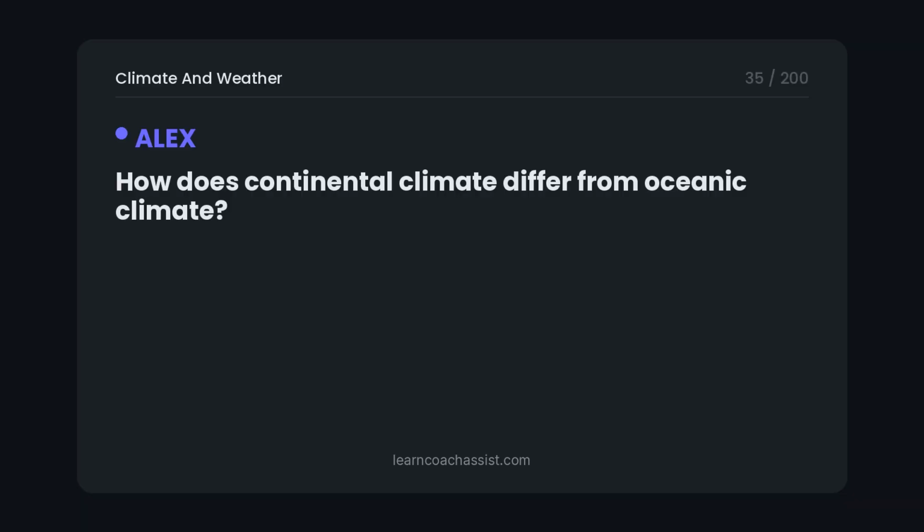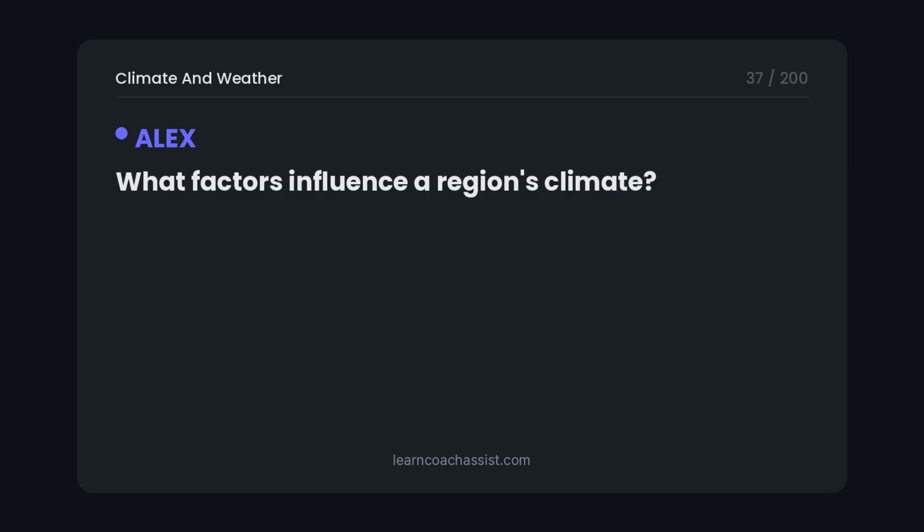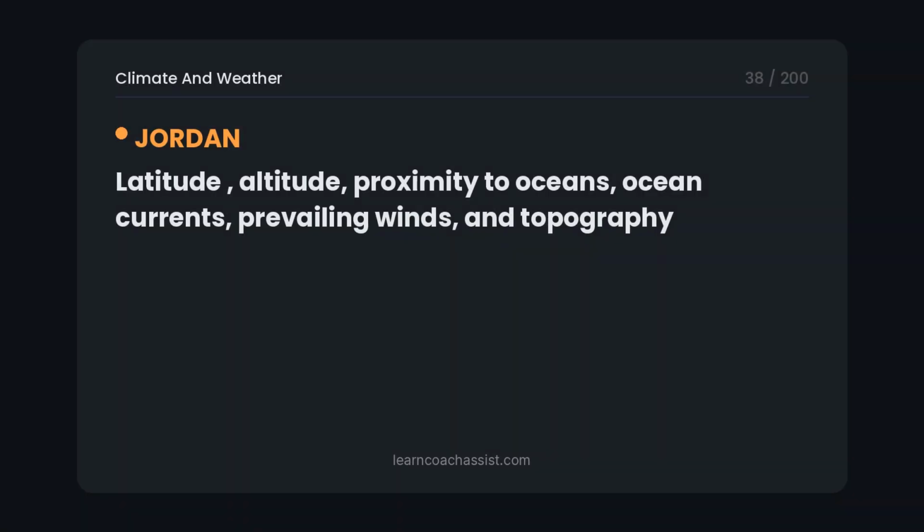How does continental climate differ from oceanic climate? Continental climates have larger temperature extremes between seasons because land heats and cools faster than water. What factors influence a region's climate? Latitude, altitude, proximity to oceans, ocean currents, prevailing winds, and topography.